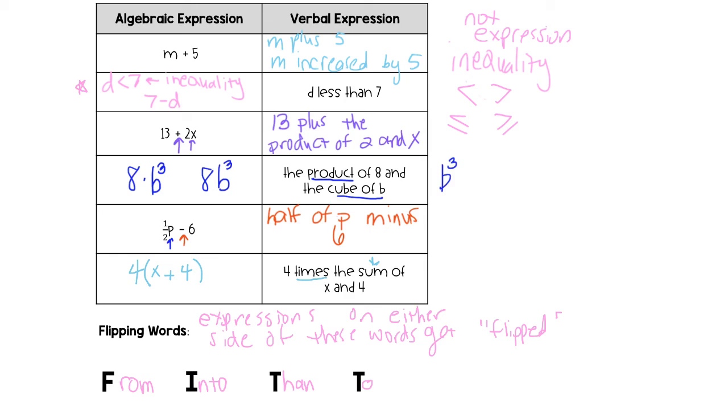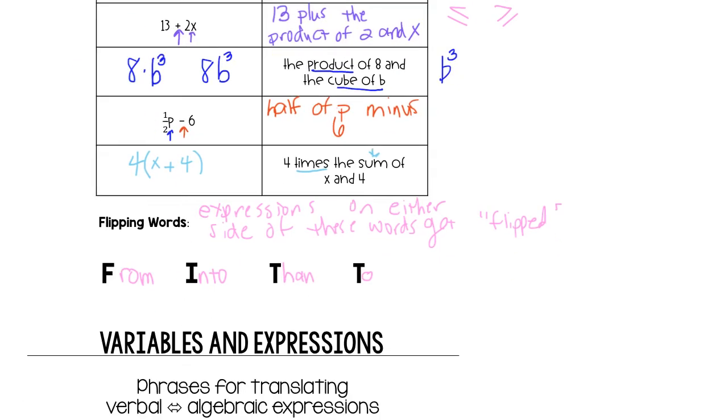So if we want to look at an example, let's look up here at this expression. We had d less than 7. So than says, whoop, that's a flipping word. So we know that it's going to be flipped around as opposed to how it's written. D's first in our verbal expression and 7's last. When we wrote it, we had 7 first and D last. So these are the flipping words that we're talking about: from, into, than, and to. Clear as mud, I very much hope.